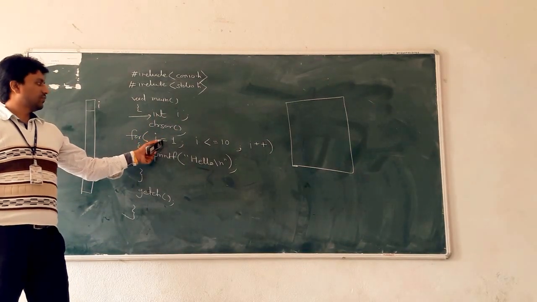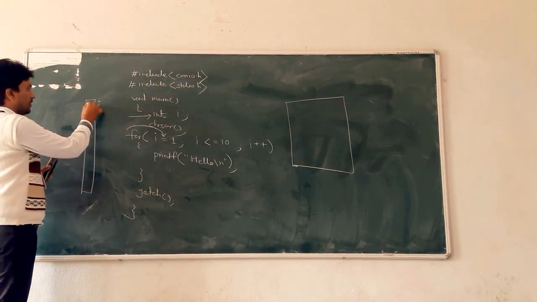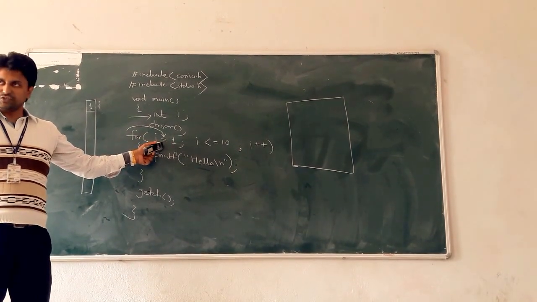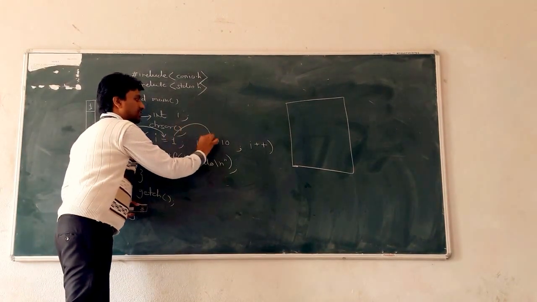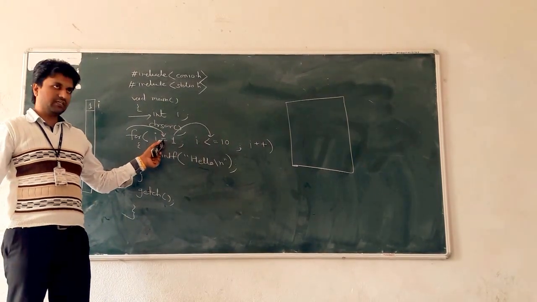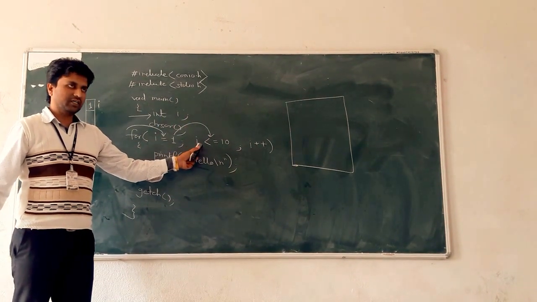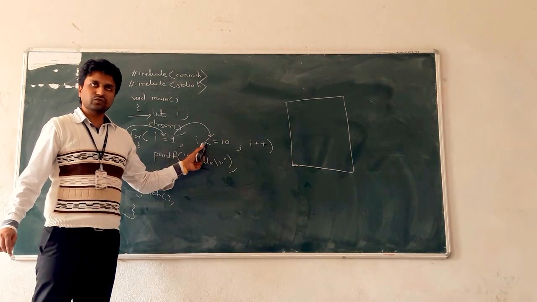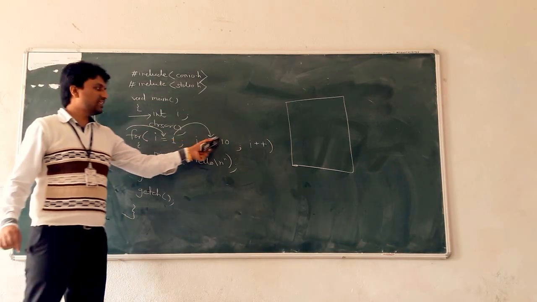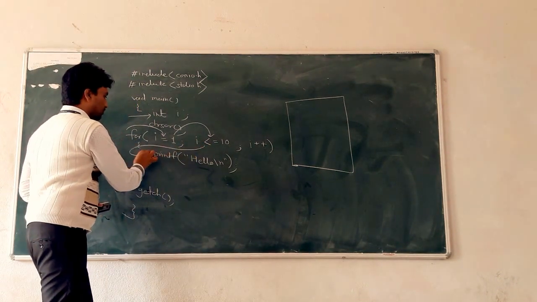After that, for the first part, i equals 1, so the value of i is initialized to 1. The initialization statement is executed first. After that, cursor goes to the condition checking part. What is the condition? i less than or equal to 10. What is the value of i? 1. 1 less than or equal to 10, condition true. So entry to the for loop.